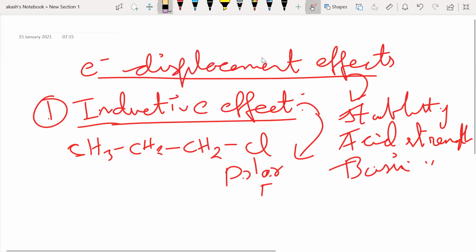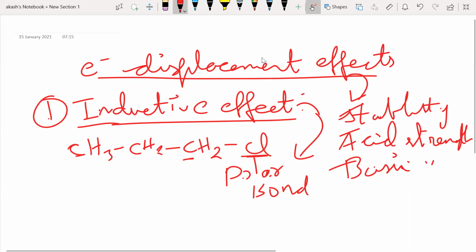Right, I should have a polar bond to be present. If not, you will not be able to visualize this effect. Obviously you see there is a polar bond here, the carbon chlorine bond, right? Hope you remember what you mean by a polar bond.